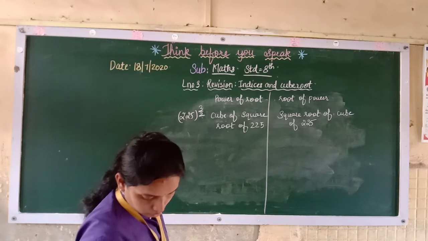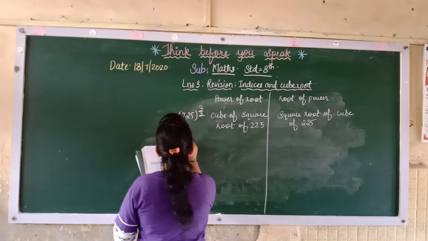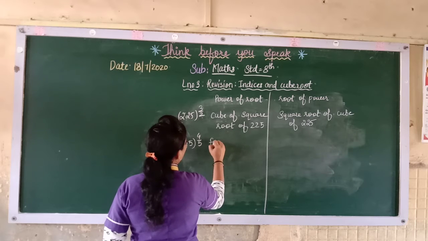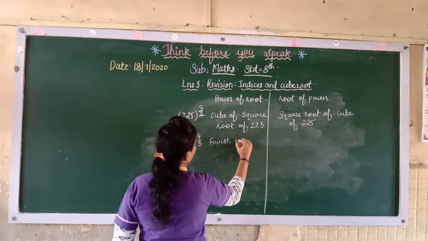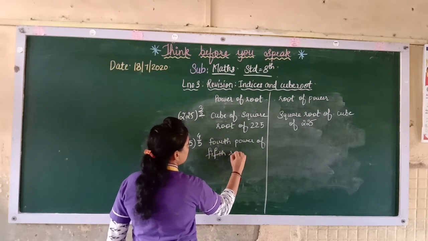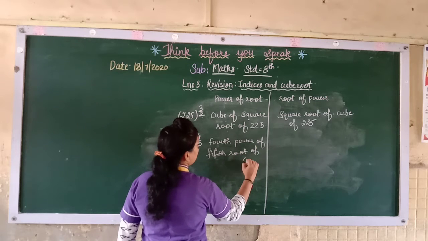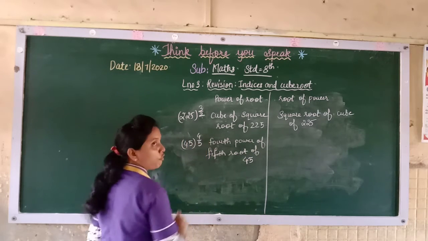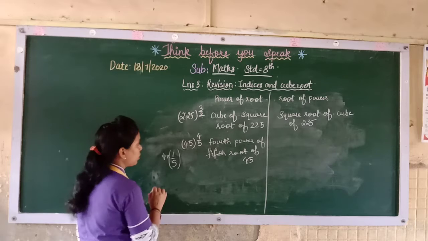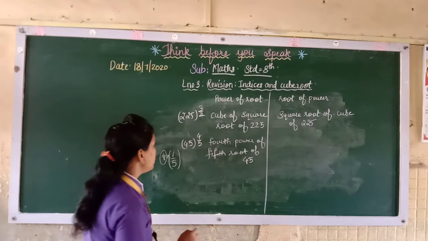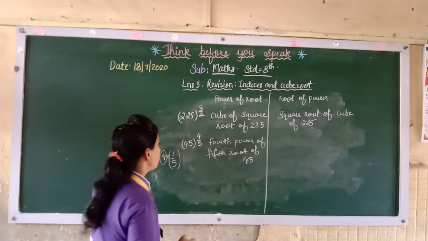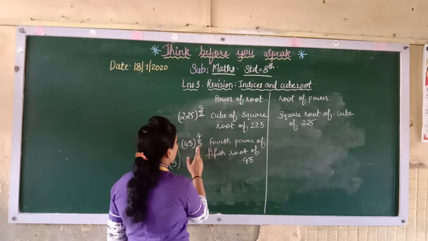Now next we will see 45 raised to 4 by 5. Here it is power. So what will you write? 4th power of 5th root of 45. Now if you see here, at power you have 4. This is actually like this, 4 into 1 upon 5. So your root is 5th root and your power is 4th power. Always remember the upper side is the power, and which comes as 1 upon, that will be the root. So here it will come 4th power of 5th root of 45.